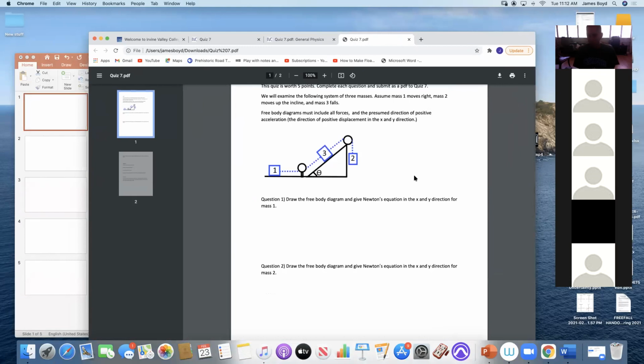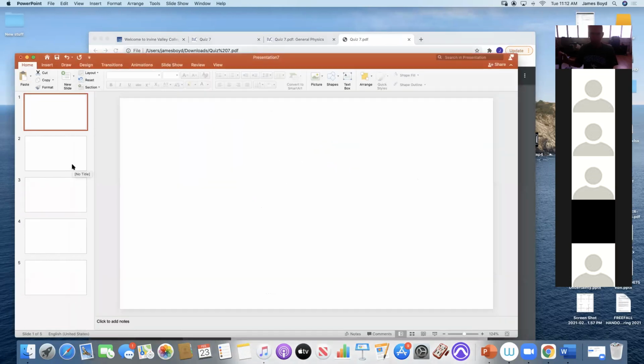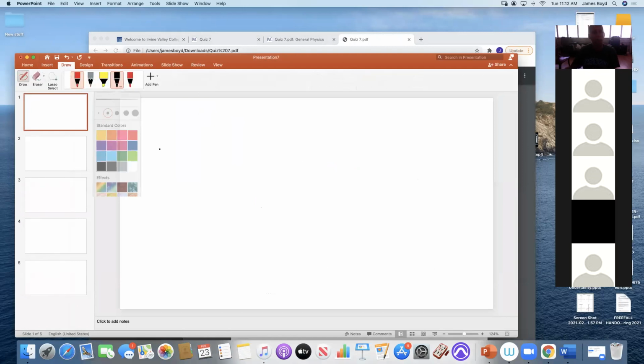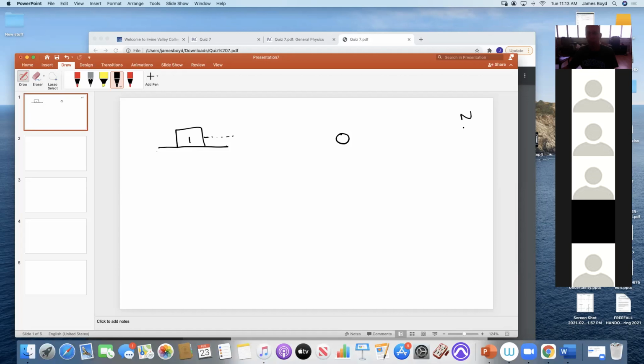Question 1 on the quiz is, I want you to draw the free body diagram for mass 1. So just for this mass. Remember that when we draw a free body diagram, what we do is, and I don't know why I can't draw straight, I'm sorry, you guys, it's attached by this rope. We just go down the checklist of forces.